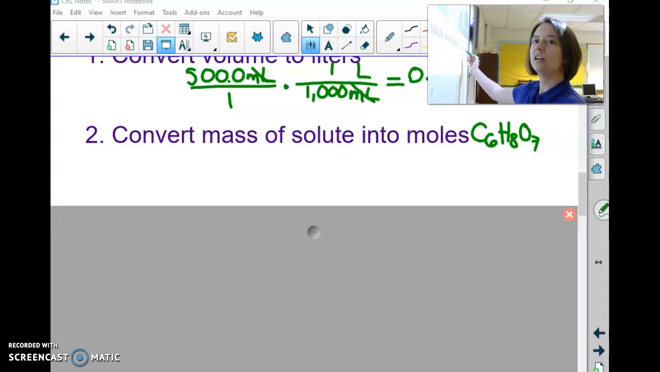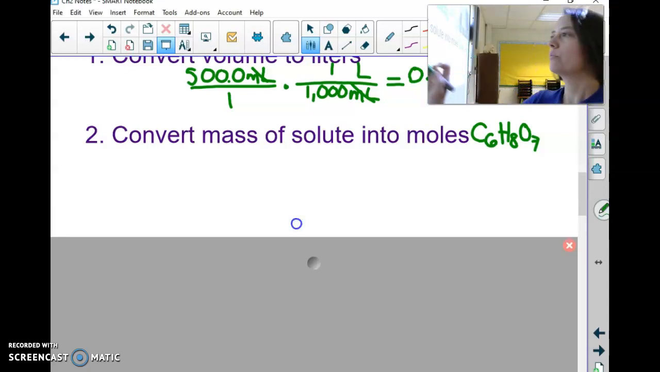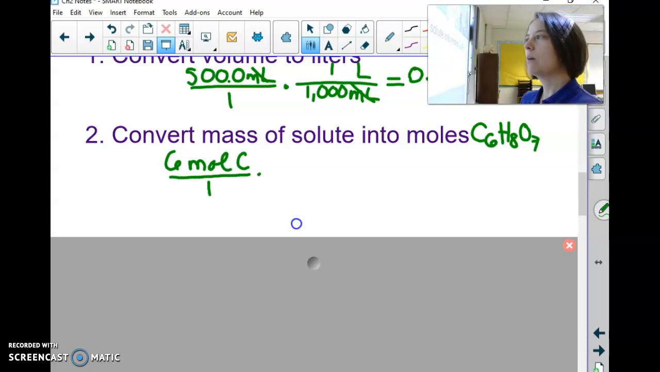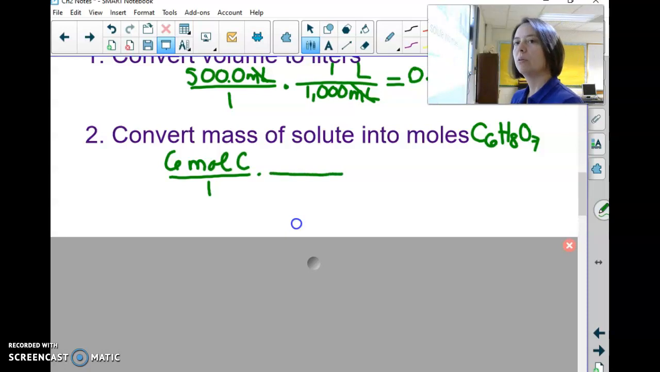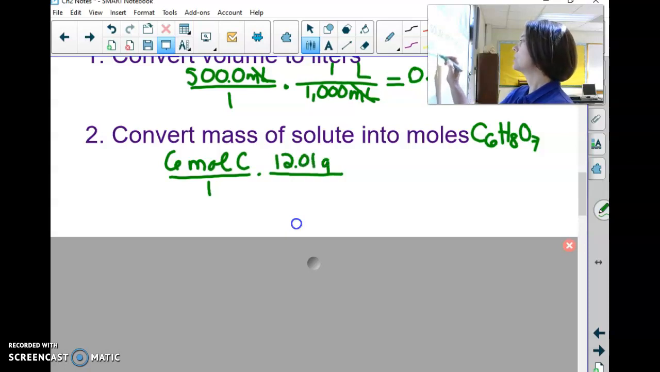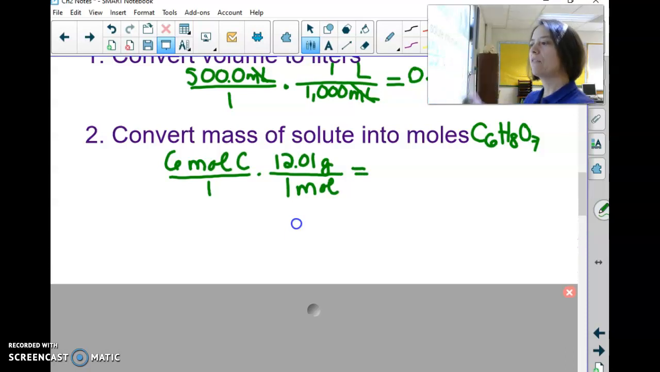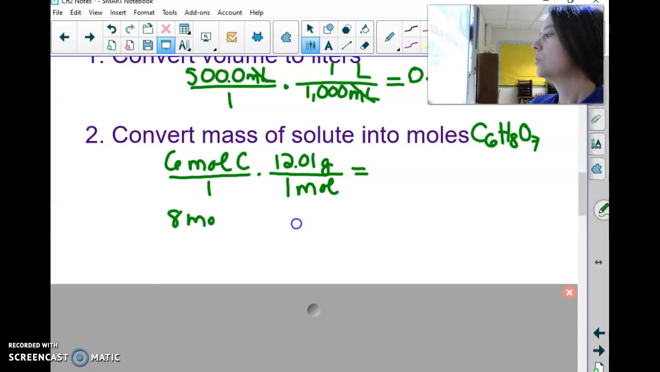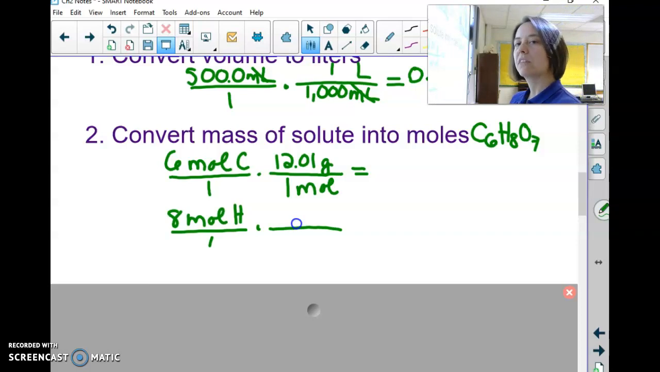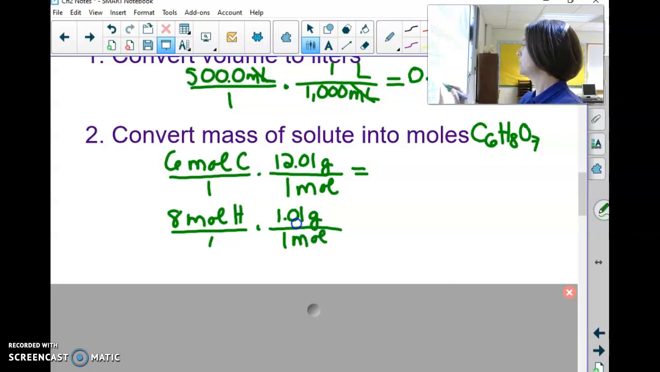I wrote it over here so that I don't have to keep scrolling up and down. In each mole of citric acid, I'm going to have 6 moles of carbon over 1. This is where I'm going to get out my handy dandy periodic table, and I know the molar mass of the atom of carbon is 12.01 grams in every mole. And then I know I have in every mole of citric acid 8 moles of hydrogen over 1 times the molar mass of the atom hydrogen, which is 1.01 grams in every 1 mole of hydrogen.